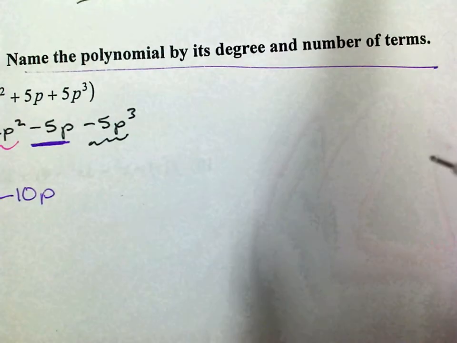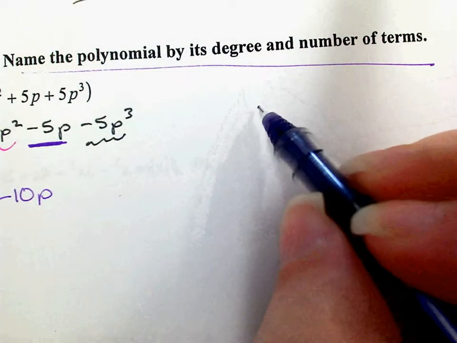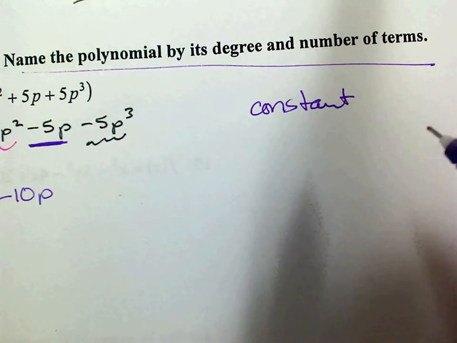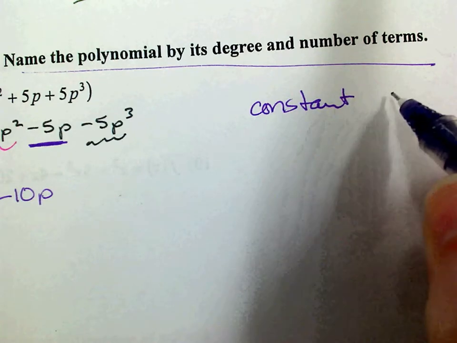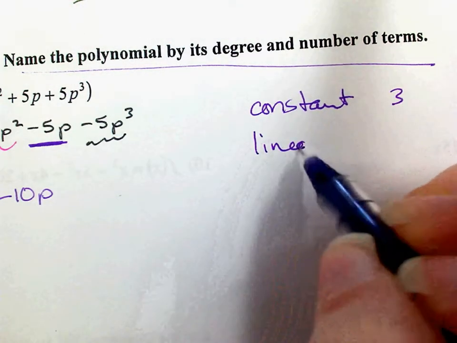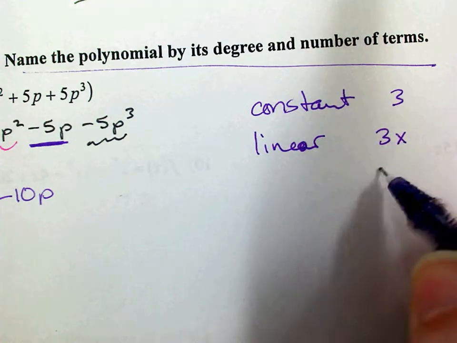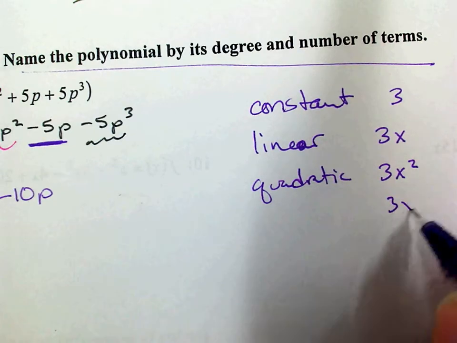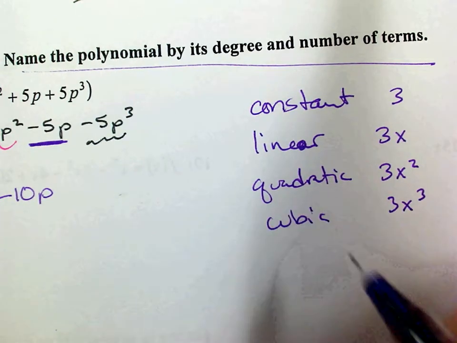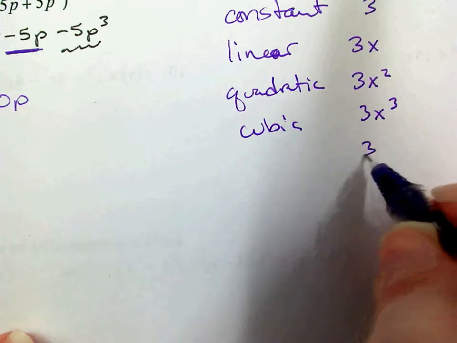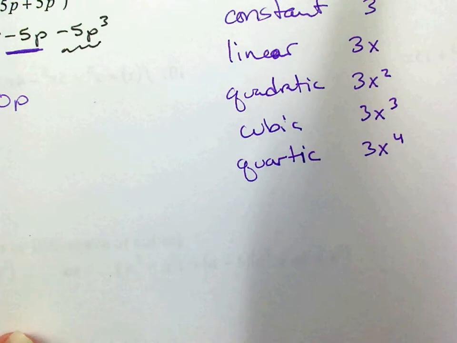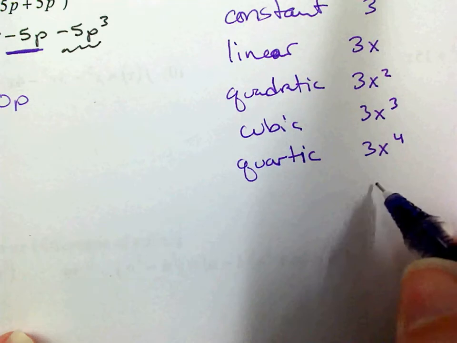Okay, so let's list the degrees. Constant is when you have how many x's? 0 x's. That's like 3. Linear is when you have 1 x. So what's the next one? Quadratic. What's the next one? Okay, what's the next one? Quartic. How can I remember that? Quart. How many quarters are in a dollar? 4. Okay, what about the x to the 5th? Quintic.